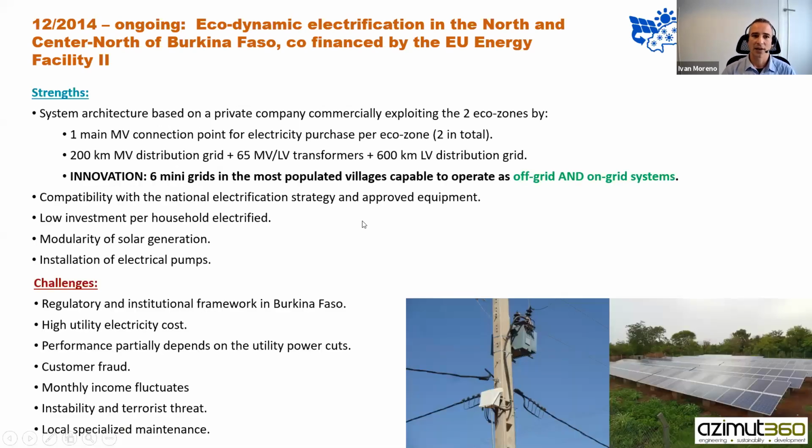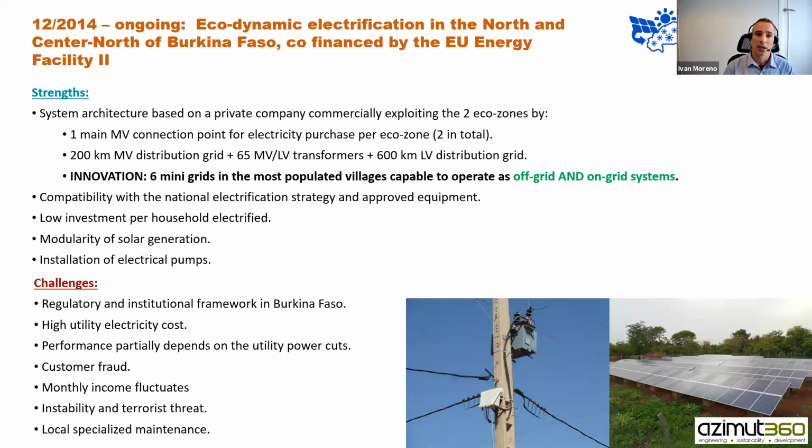Here, the strengths are the system architecture based on a private company commercially exploiting these 2 zones. One main medium voltage connection for each of the 2 eco zones. There are 200 kilometers of medium voltage distribution grid and almost 600 kilometers of low voltage distribution grid. So in this case, the innovation was that the 6 mini grids can operate as off-grid and on-grid systems. This is a good point.